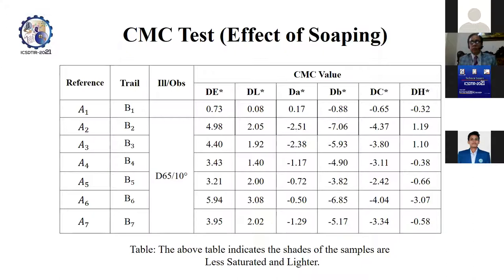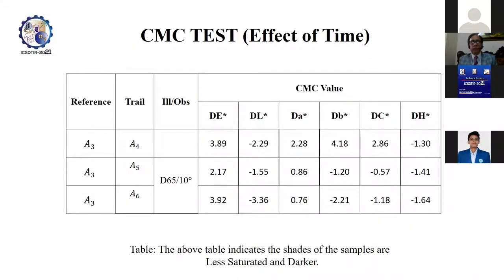Effect of time. In the table, we can see that we selected the standard A3 sample, which is dyed at 120 degrees Celsius for 20 minutes. Here we keep the temperature constant, but time is variable. We can see in the table that the shade of the samples is less saturated and darker when the temperature is fixed but time is increasing.